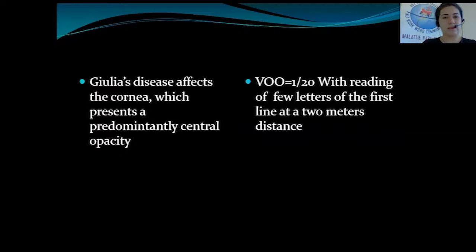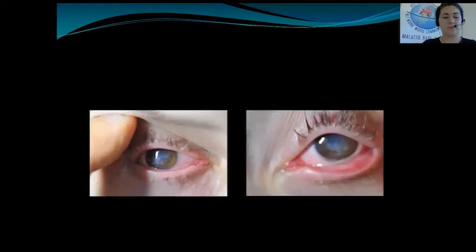So, Julia's disease affects the cornea, as we have already said, which presents a predominantly central opacity. Her capacity is 1 on 20, with reading a few letters of the first line at a 2-meter distance. And this is how her cornea looks like.